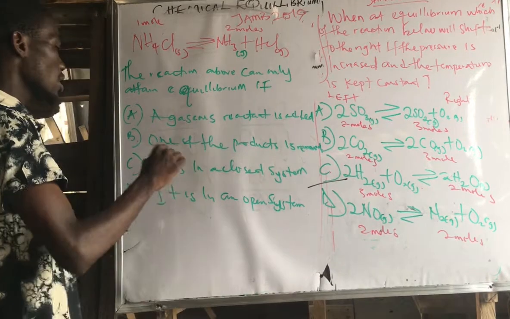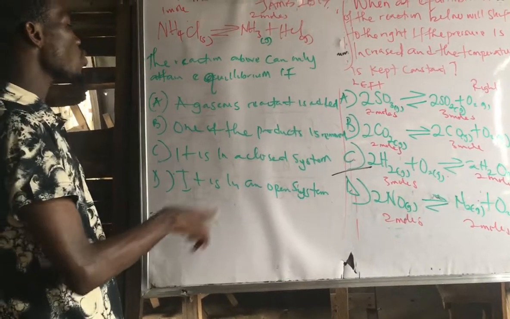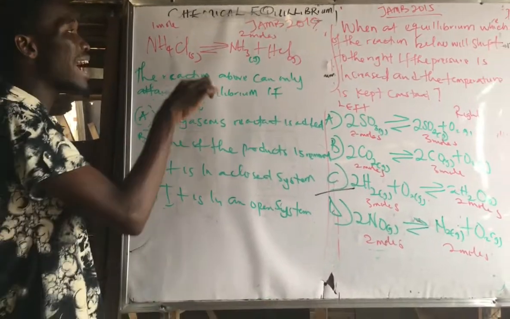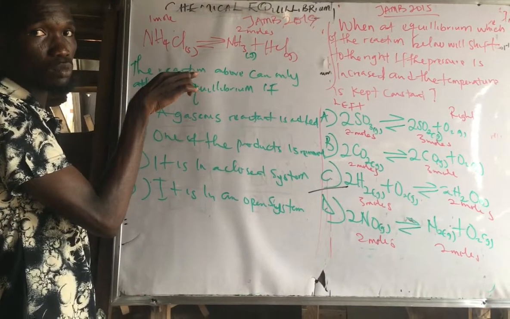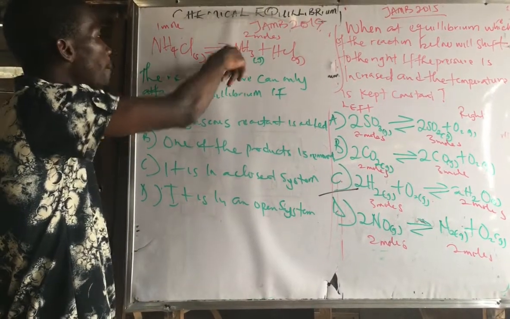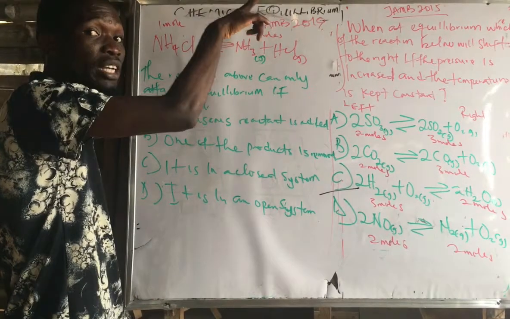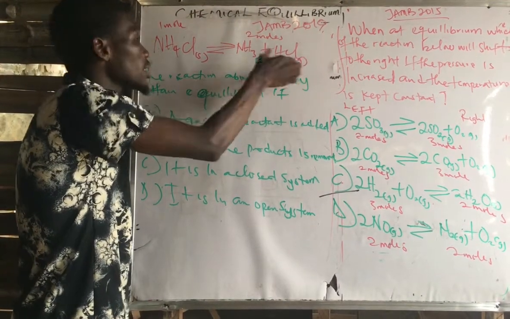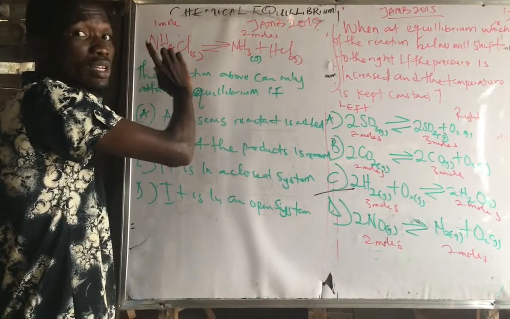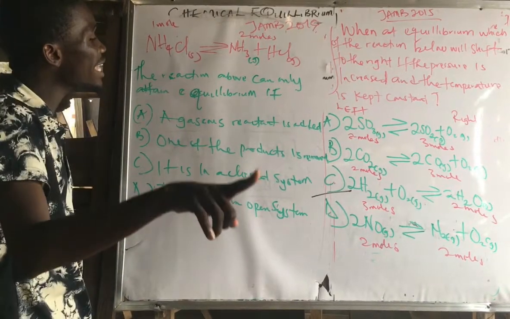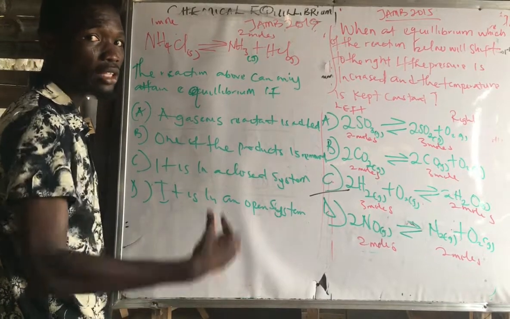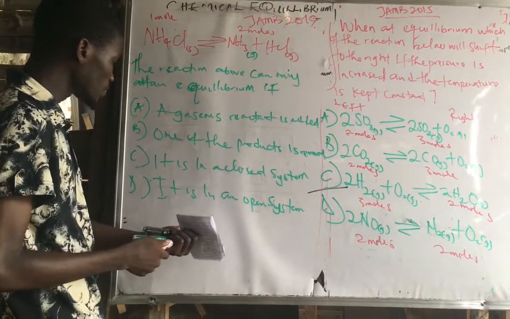So my answer is that one of the products is removed, because if I look at the effect of concentration here, this is my increase in concentration, the proportion of ammonia will increase at the right hand side. If there is an increase here, the proportion of ammonium chloride will decrease at the left hand side. So one of the products must be removed for it to attain equilibrium. So my answer is B.